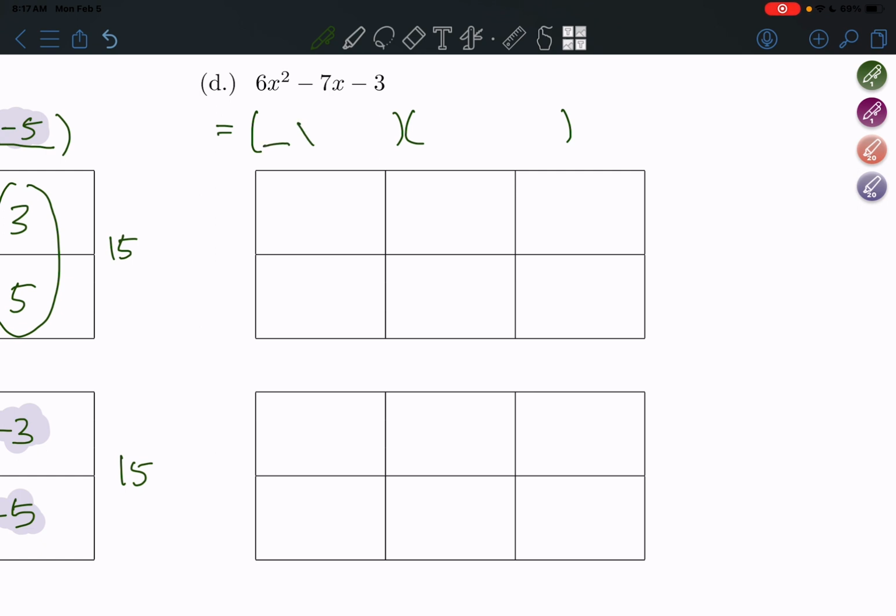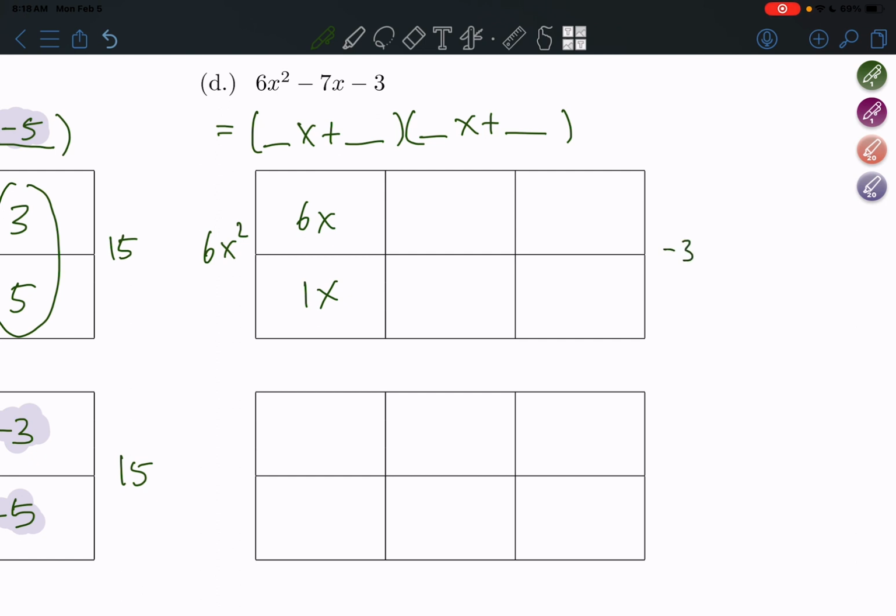This right here, same idea. Blank x plus blank, blank x plus blank. Kind of an important deal here. Again, the factors of 6x squared, we can either do 3x and then 2x here. Actually, let's do the other one first, just to show you the examples here. 6x and 1x, and then here, factors of negative 3.